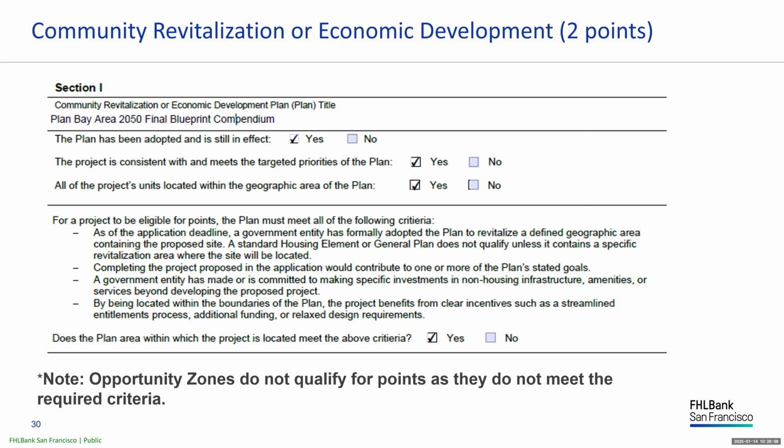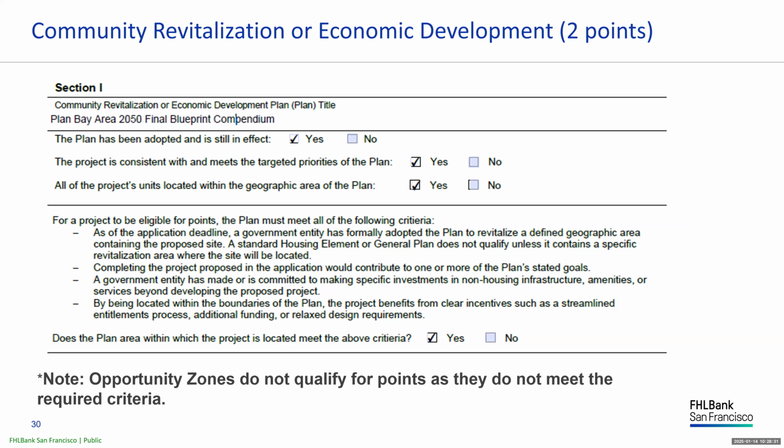As of the application deadline, a government entity has formally adopted a plan to revitalize a defined geographic area containing the proposed site. A standard housing element or general plan is ineligible unless it contains a specific revitalization area where the site will be located. The project proposed in the application would contribute to one or more of the plan's stated goals.